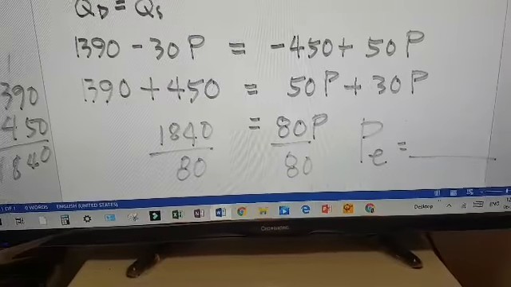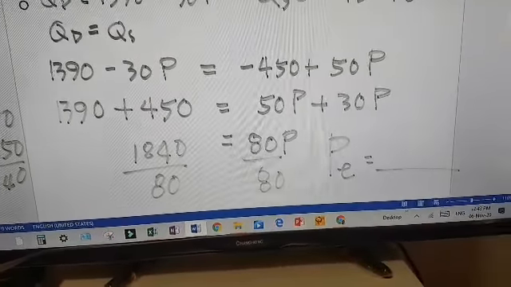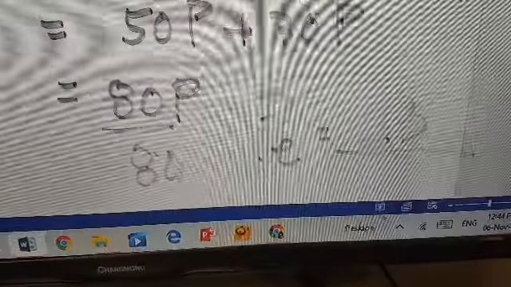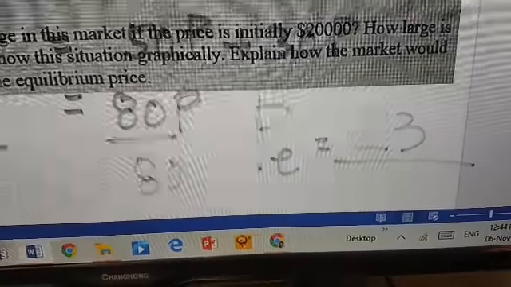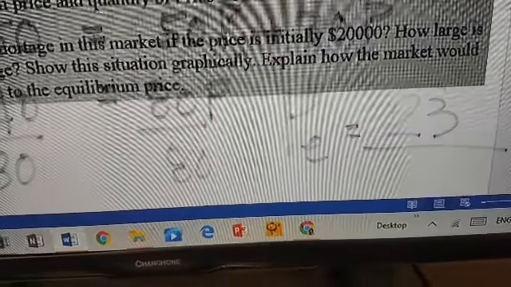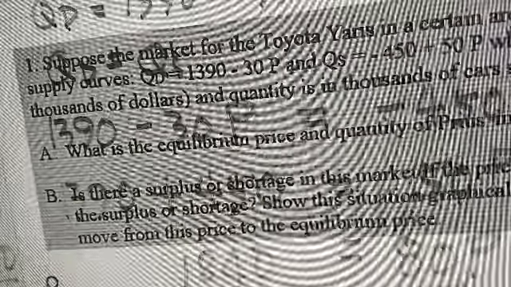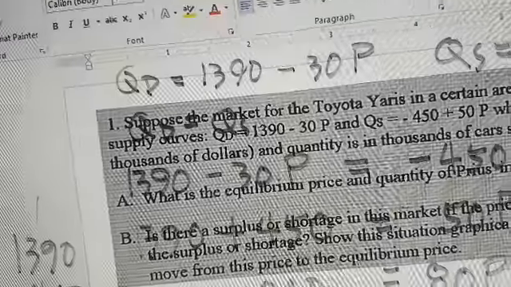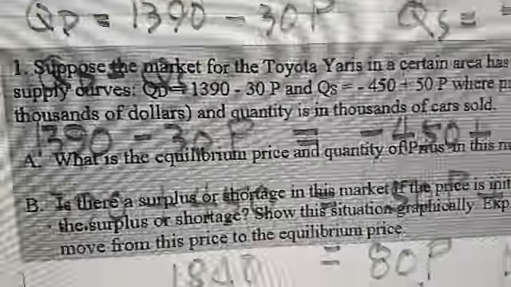Okay, so it's 1840 divided by 80. Right, working this out using a calculator, 1840 divided by 80 gives us 23. But of course, the 23 here is in thousands. Okay, thousands of dollars. So it could be $23,000. All right.